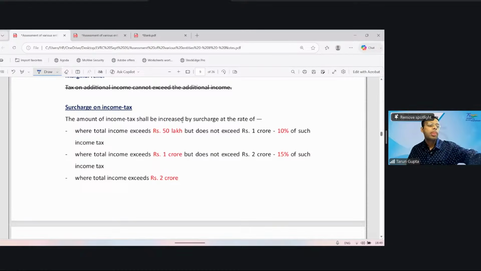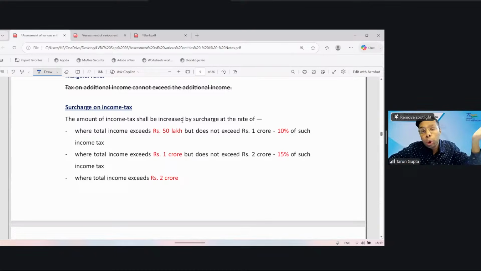So now, surcharge. Surcharge applicable under the old regime. So it's same as in case of new regime: no surcharge up to 50 lakh, from 50 lakh to 1 crore, 10%, 1 crore to 2 crore, 15%, 2 crore to 5 crore, 25%, and beyond 5 crore, 37%.